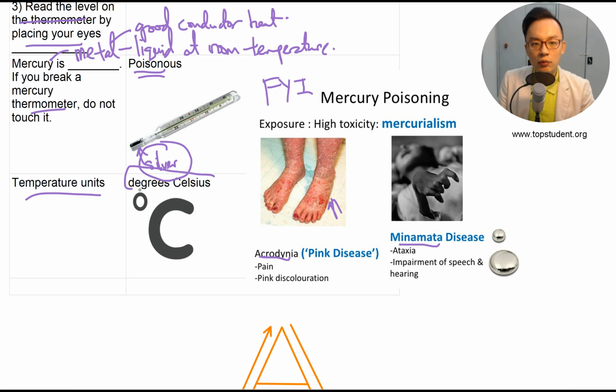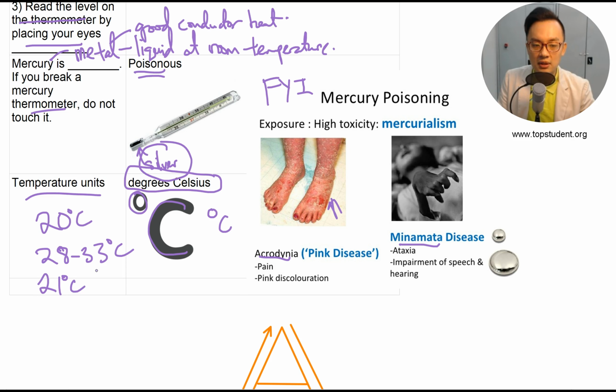So let's look at temperature units. In Singapore, again, we use degrees Celsius. It's written like this, degree Celsius. So you have 20 degrees Celsius. The usual temperature in Singapore is between 28 to 33 degrees Celsius. That's the usual temperature. I think the coldest ever in Singapore is 21 degrees Celsius. Hottest ever, maybe 36 degrees Celsius. Okay, boiling water, again, 100 degrees Celsius.